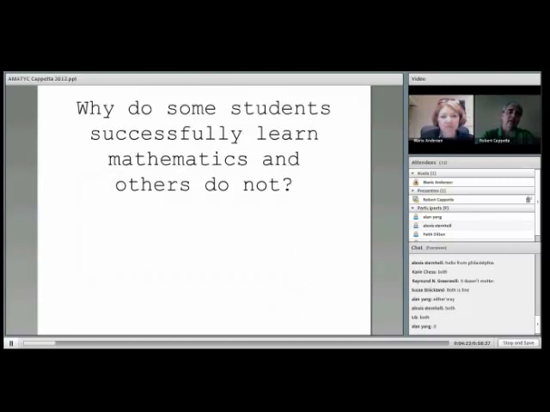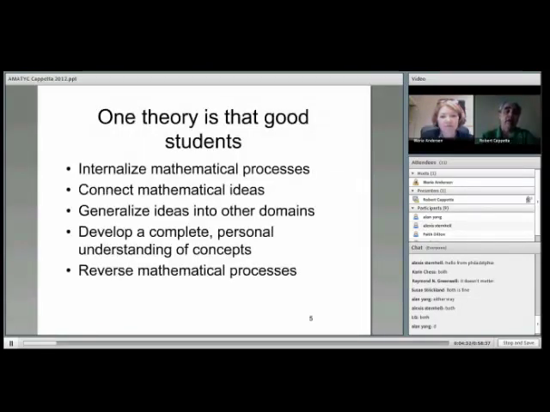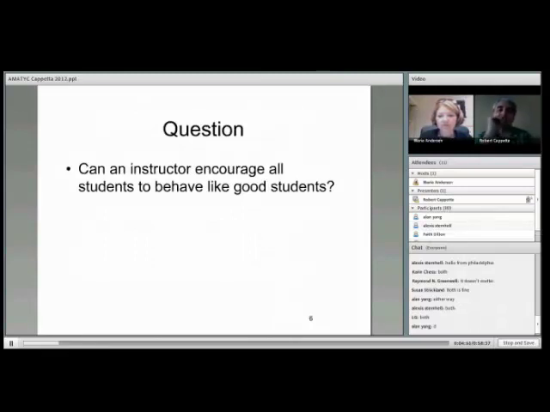So here's a question I want to ask, namely, why do some students successfully learn calculus, successfully learn mathematics, and others do not? What is it that's unique about that? I'm going to just pull in a little bit of learning theory, and this is going back to Piaget. So we're going to talk about internalizing processes, connecting ideas, generalizing ideas into new domains, developing personal understanding, and then once you get that understanding, reversing it, looking at it from a backwards perspective. So I've got some definitions here moving forward. And one question I want to think about is, can an instructor encourage all students to behave like good students? Certainly, we'll never get to a point where all students are good students, but what can an instructor do to sort of move students in that direction?